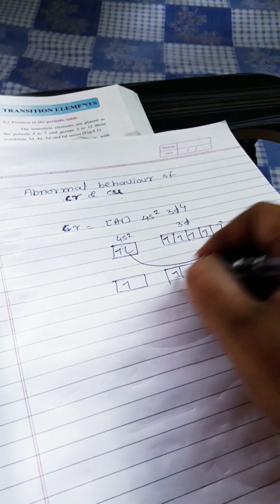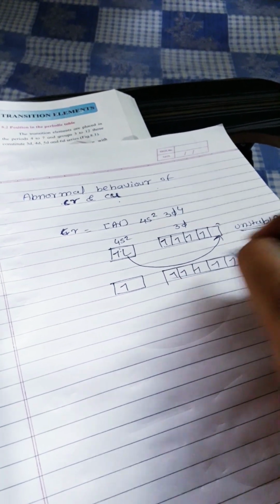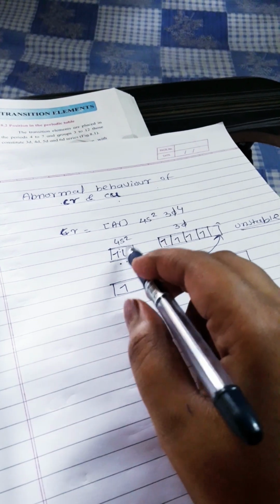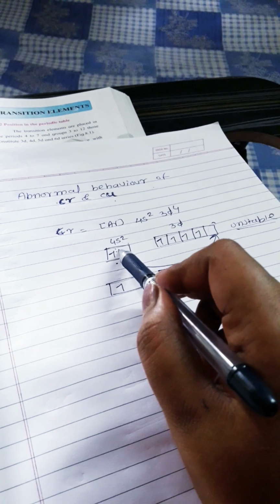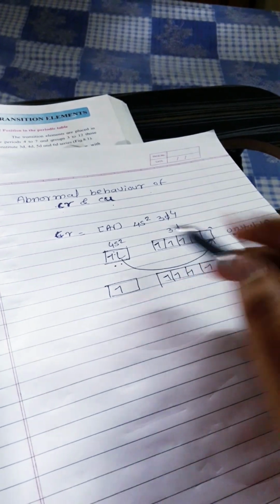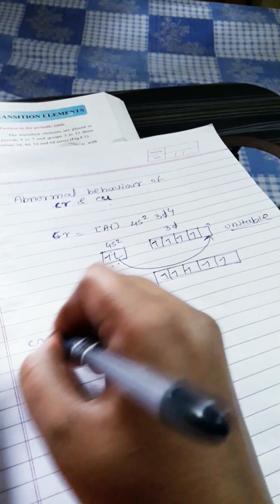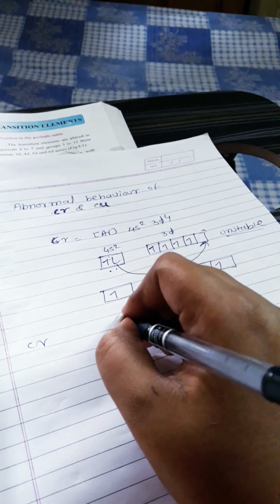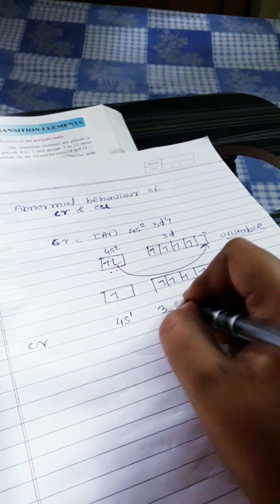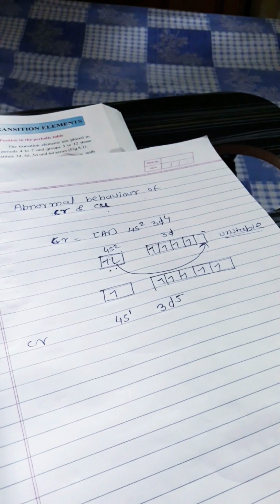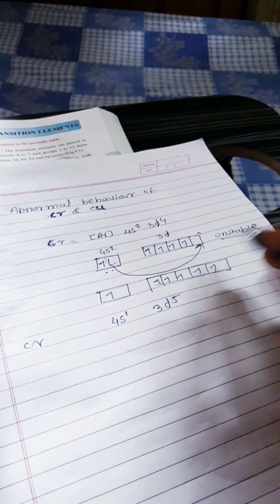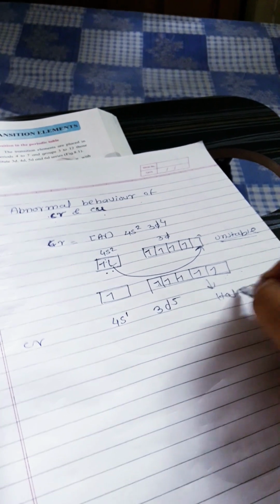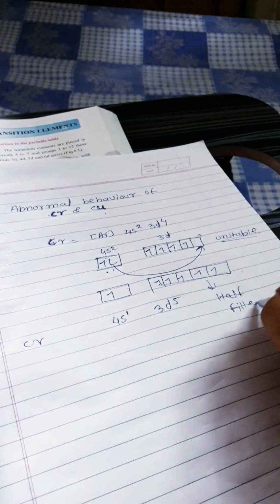For chromium it is 1, 2, 3, 4 and 5. One electron is transferred from 4s2, meaning this s orbital, to the d orbital. And the final electronic configuration of chromium is 4s1 3d5. All electrons are unpaired. This is a half filled orbital, this is a half filled orbital.